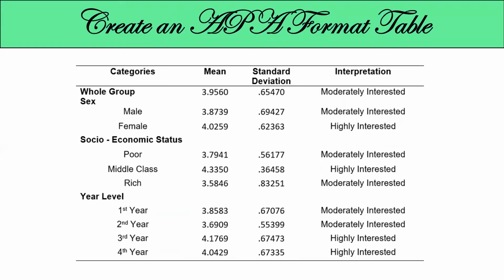So of course, the same process will be done for socioeconomic status and year level. The same process for the mean as the interpretation. All you need to do is copy it properly so that you will not miss the interpretation level. Always remember in your APA format table, there are columns for comparing the means: the categories, the mean, the standard deviation, and the interpretation. Actually, there are only four columns.